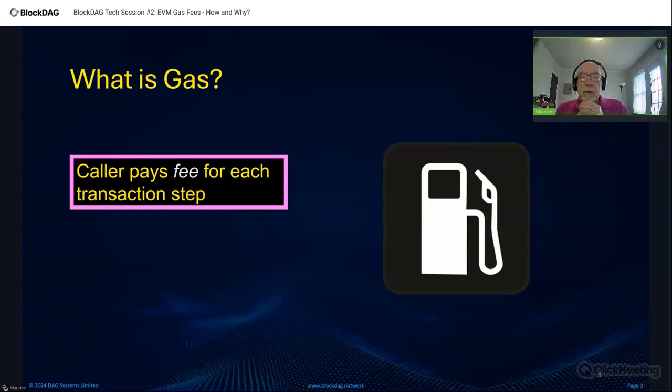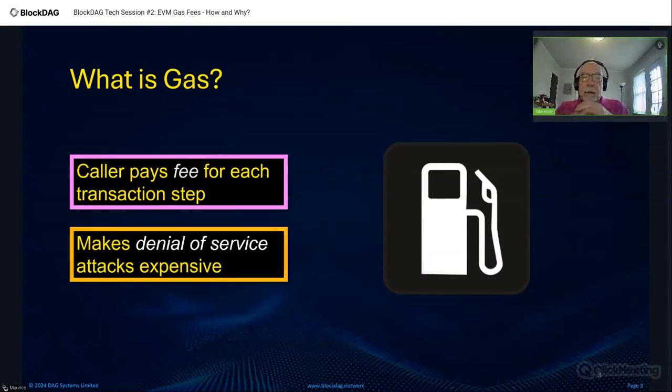But every step you take in a computation, you pay for it. We don't think about it this way, but in the real world, this is also true. We pay electricity to power our laptops, but this is somewhat more direct on the blockchain. Now, the first reason gas is absolutely necessary is it makes denial of service attacks expensive.